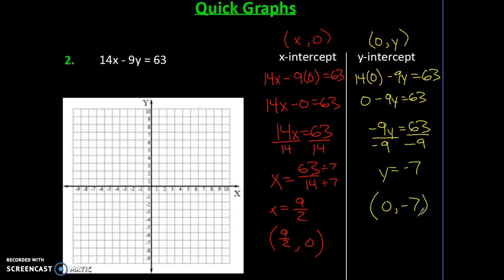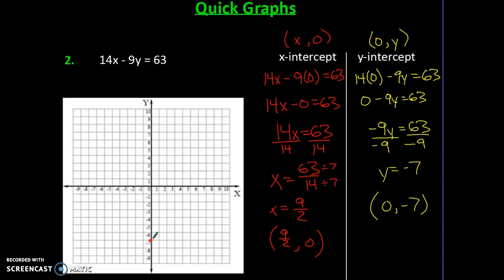So I can go ahead to my graph. I can plot my y-intercept when x is 0 and y is negative 7. It is right there. But as I mentioned at the beginning, we need 2 points in order to figure out the direction of our graph. Well, I have a 9 halves over 0, and it's hard to graph a fraction. Therefore, what I'm going to do is take my equation that is not in the y equals mx plus b form and put it into the y equals mx plus b form.